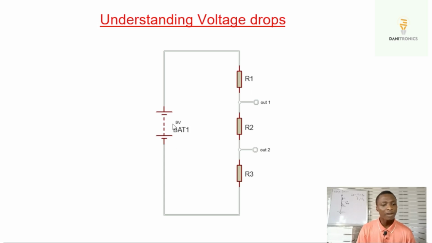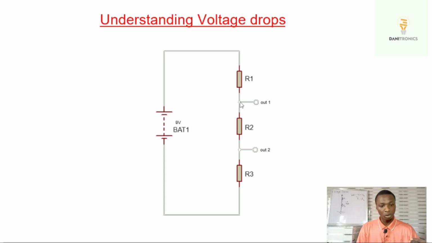So if 9 volts was what was applied to the circuit, at this point you measure 9 volts, but at this point where the resistor has had its effect of opposing the current flow, at this point out1, you may be having, say, 7 volts, depending on the opposition that was caused by this R1, depending on the voltage drop that was caused by R1. So at this point you have say 7 volts.